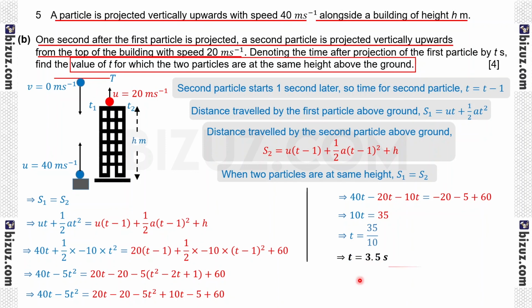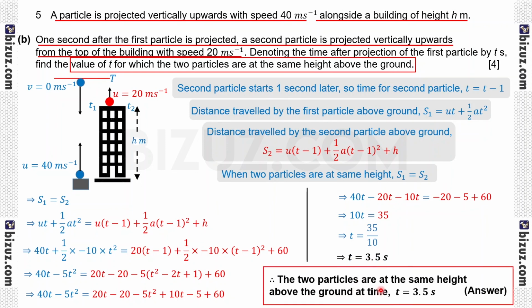Therefore, the value of t for which the two particles are at the same height above the ground is t equals 3.5 seconds. And this is the answer to this question.